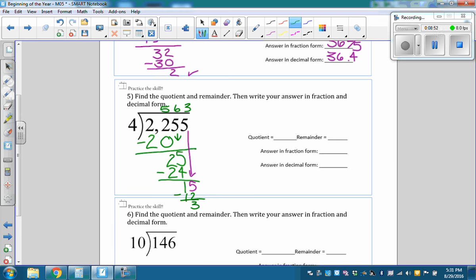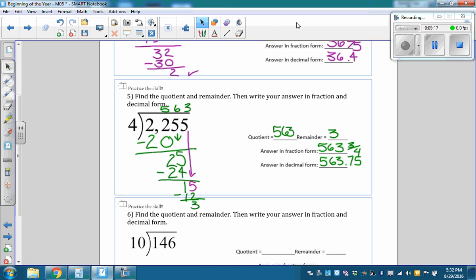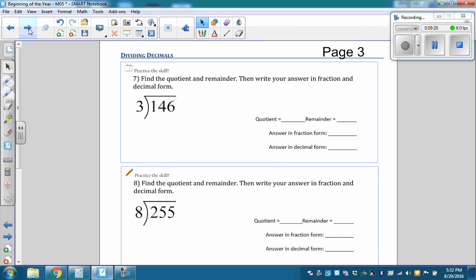I'm ready to write my answer in quotient and remainder form. 563, remainder 3. 563 and 3/4, which is 563.75. You continue in that process tonight to answer all of the questions through problem 9.